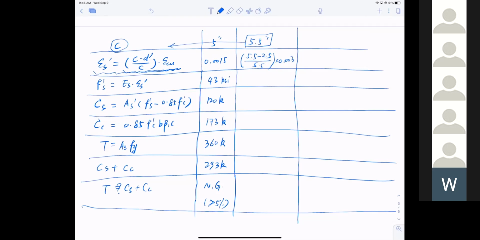Yeah. You get 181.81. Say it again? 181.81. It doesn't sound right. Think about it again, right? 5 minus 2.5 divided by 5.5 divided by 0.003. Not divide, multiply.